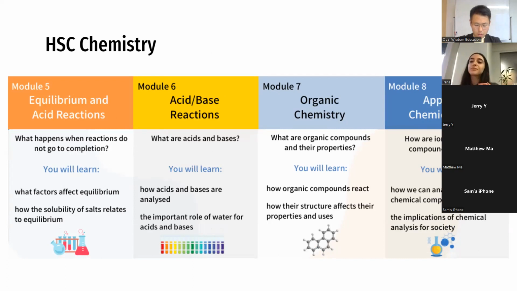Then module 7 is organic chemistry. You will learn about what is an organic compound, a whole range of organic compounds. You will look at how they react, what is the structure, what are the properties, and why we use them. And in module 8, applying chemical ideas, you will learn about how to identify and analyze ions and organic compounds.